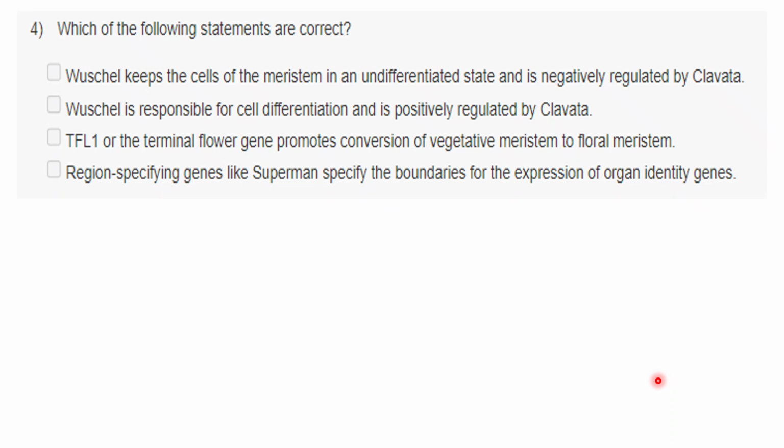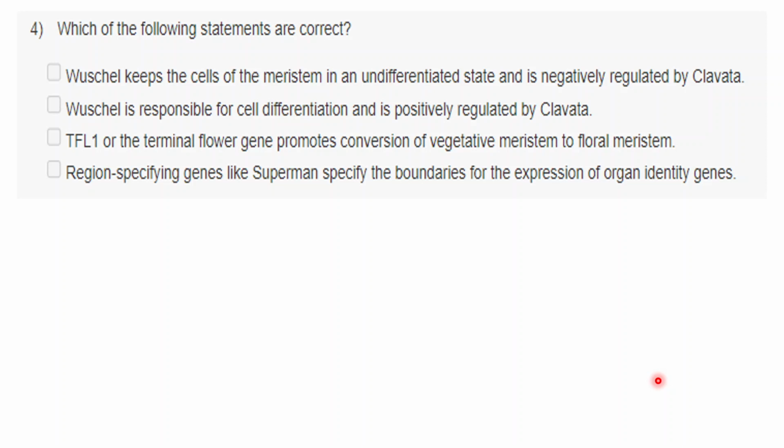Which of the following statements are correct? This is again a true-false statement. Which of the following statements are correct? Option A, Wuschel keeps the cells of the meristem in an undifferentiated state and is negatively regulated by clavata. B, Wuschel is responsible for cell differentiation and is positively regulated by clavata. C, TFL1 or the terminal flower gene promotes conversion of vegetative meristem to floral meristem. And D, region-specifying genes like Superman specify the boundaries for the expression of organ identity genes.